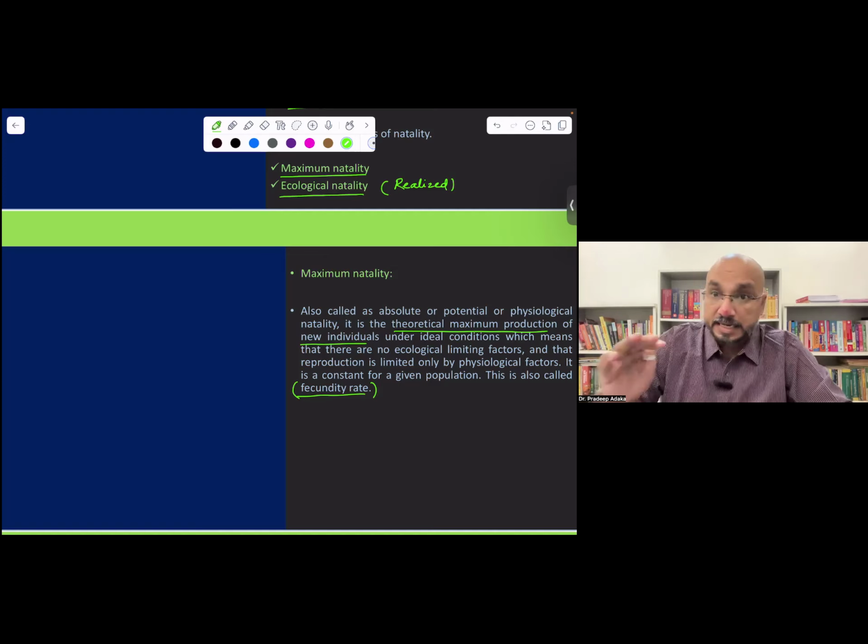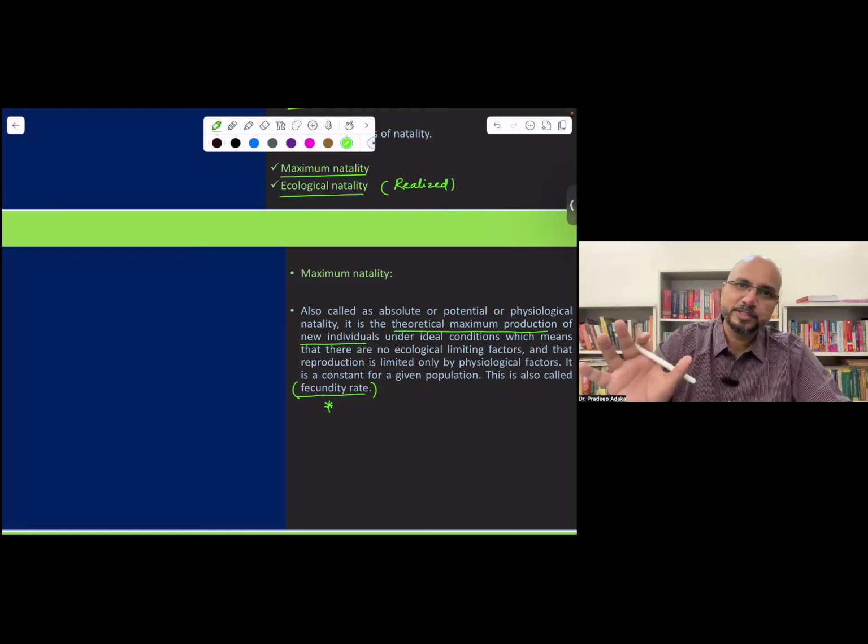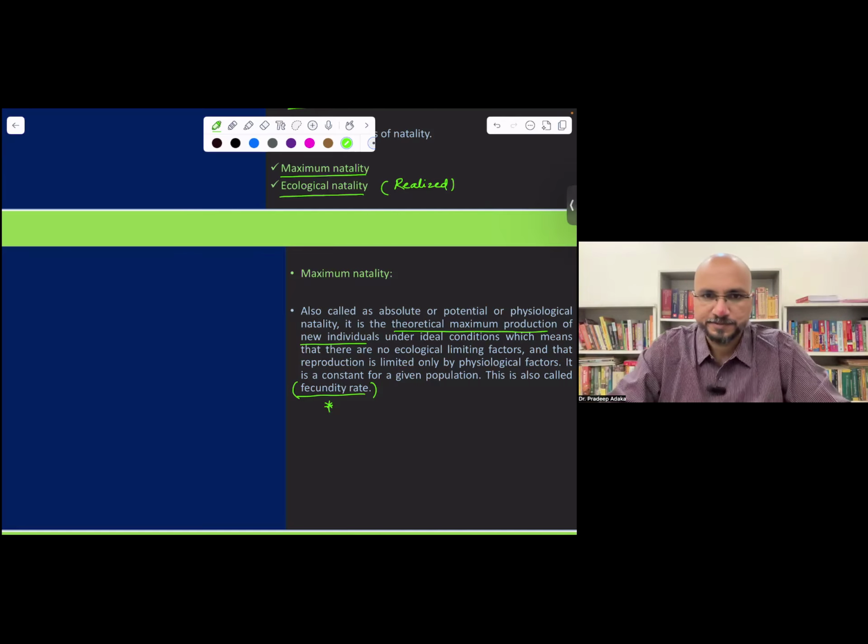Maximum natality is under ideal conditions, when ecological conditions all are ideal for the particular species. Then how many offsprings it can actually give birth to, that is the theoretical maximum production. It is often also referred to as fecundity rate. But in actual situation, conditions may not always be very favorable. So under the present ecological conditions, what is the realized natality? Maximum under ideal conditions, it can give birth to 20 offsprings over its lifespan, but actual may be it has only given birth to 6 because of lack of nutrition, predators, right? All those things, stress. So that is the realized natality or ecological natality. Actually, it only gave birth to 6 individuals throughout its lifespan.